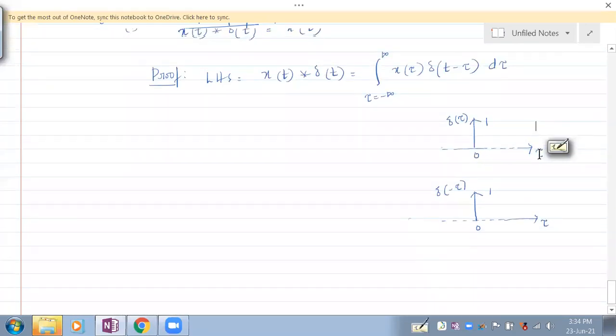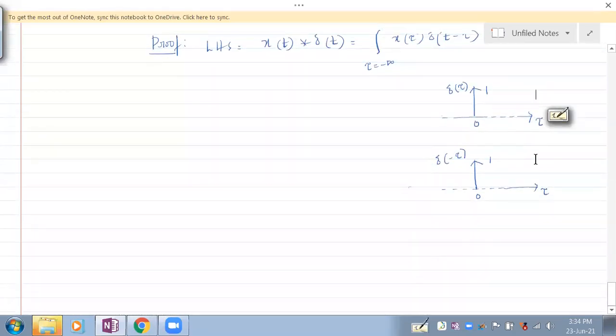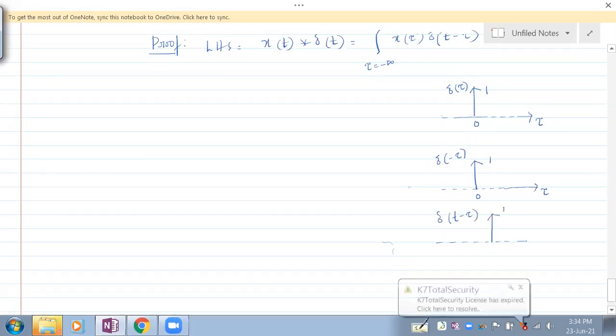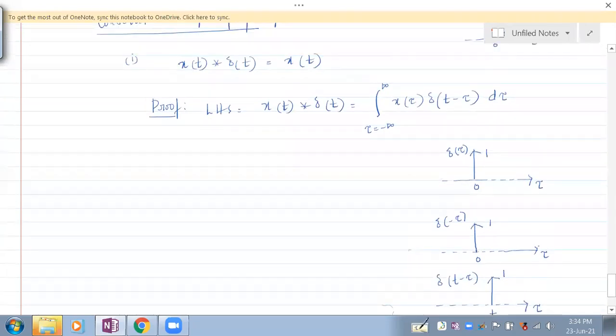Okay. Now, if this is delta of minus tau, what is delta of t minus tau? Anybody? The delta of t minus tau is shifting this delta of minus tau to the right by t seconds. So if it is at 0, delta of t minus tau would be at tau equal to t. Understand this point? Okay. So we shall see now.